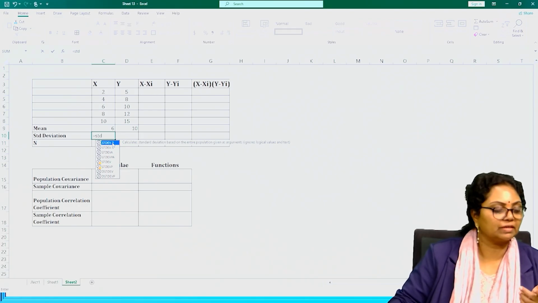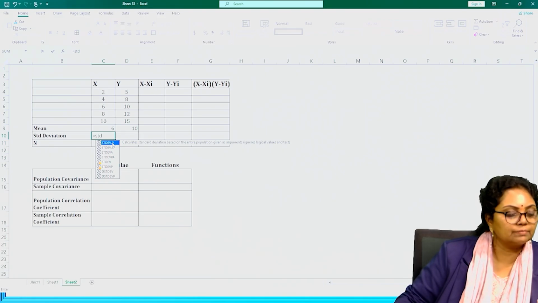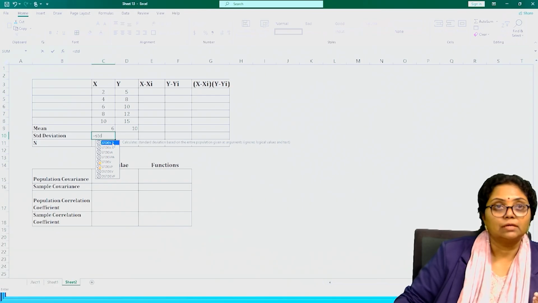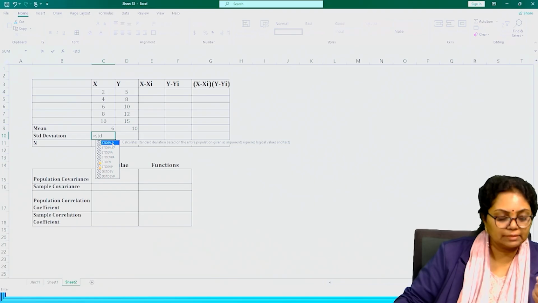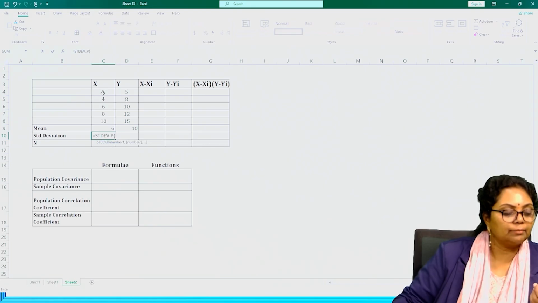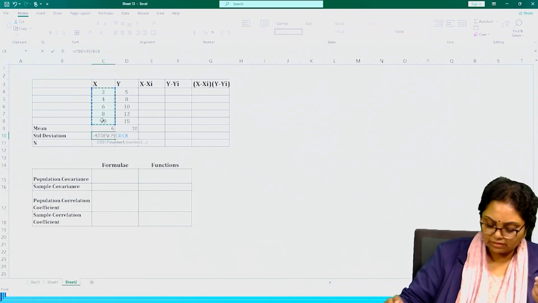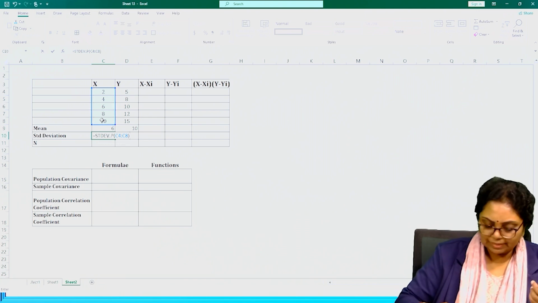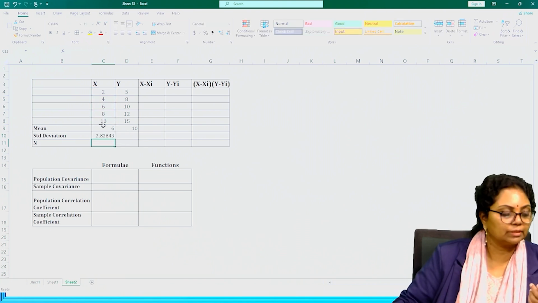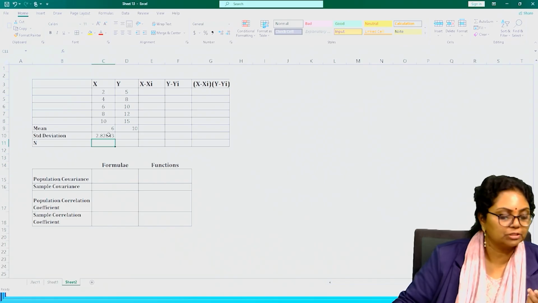So this has five observations: 1, 2, 3, 4, 5. These 5 observations, I am taking it as a population now. Hence I am selecting this standard deviation P, and I am selecting all these 5 values. So close the parenthesis and press enter. So I got the standard deviation of population.